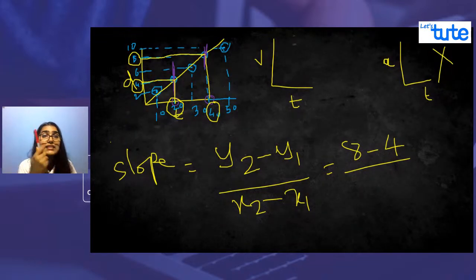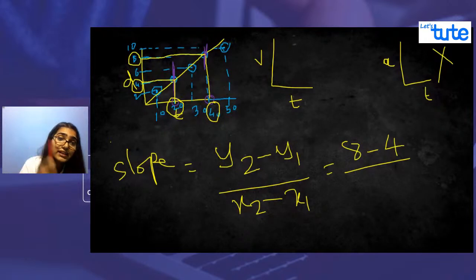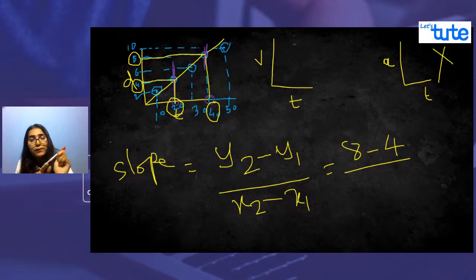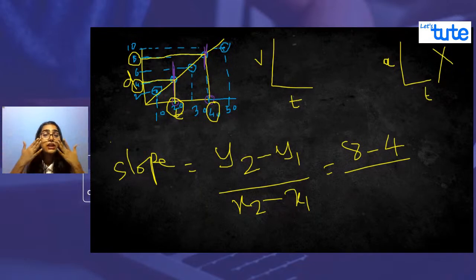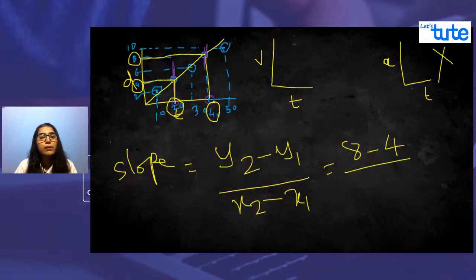Here we have a distance time graph. Because we have a distance time graph, when we take that slant or that slope, it means we are trying to find the speed. If I have a velocity time graph and if I take a slope, then I'm trying to find the acceleration, how much is the change. So slope is y2 minus y1 upon x2 minus x1.